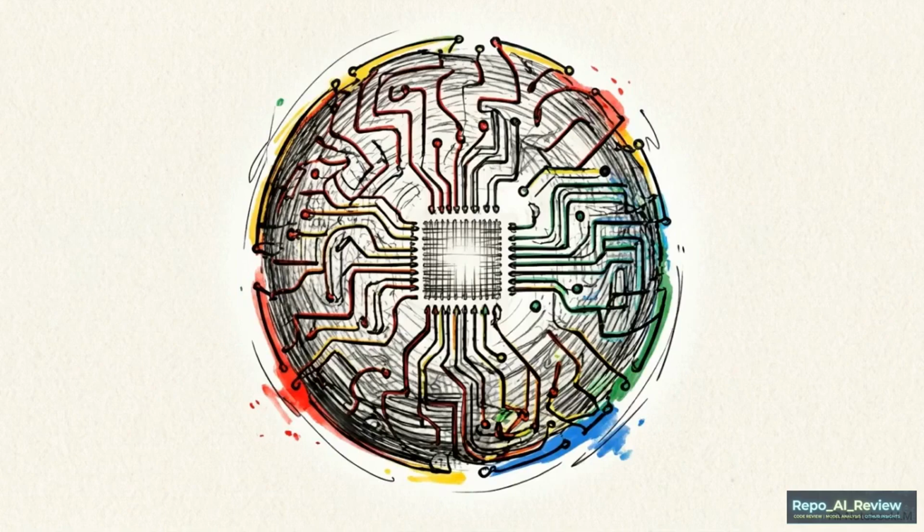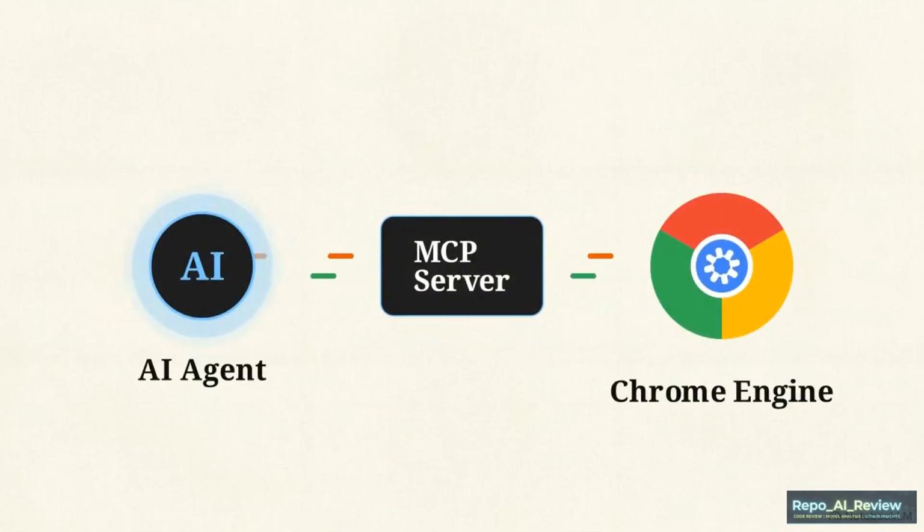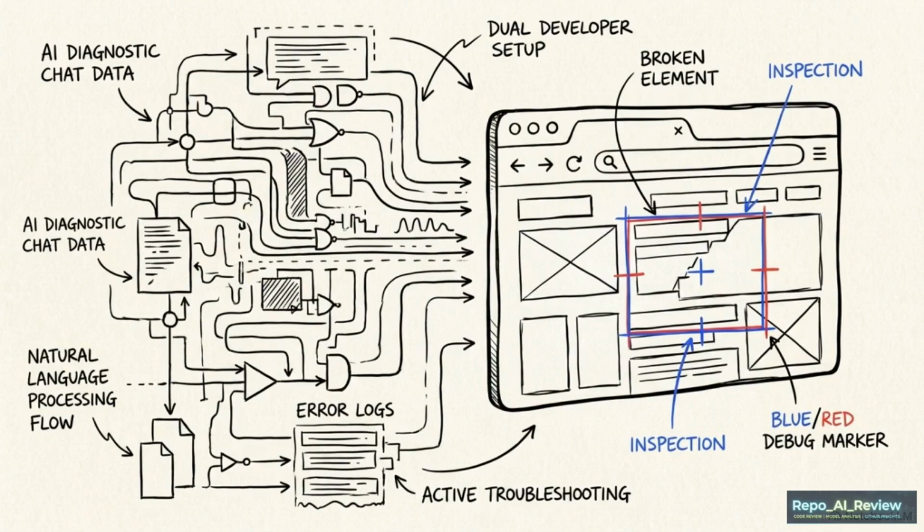Google has addressed this bottleneck by releasing the Chrome DevTools MCP. It's an official server that creates a direct communication pipe between your AI agent and the internal engine of a live Chrome browser. By connecting the model directly to the browser's own developer tools, the AI shifts from a code generator into an active participant that can observe and diagnose the web environment in real time.